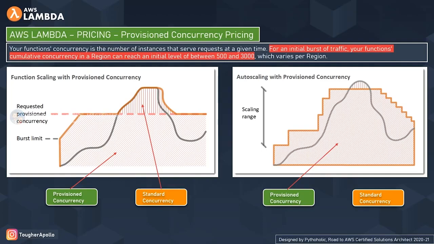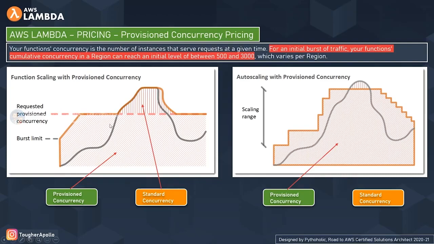Then you will ask me what will happen if the provision capacity also reaches its limit. In this case, as shown in the example here, when the concurrency hasn't reached the limit, AWS provides a burst, and if that also reaches the limit, it will scale up the function normally to handle any further requests. So with concurrency, you will have an initial burst of the traffic with regards to how much the function's cumulative concurrency in that region can reach. At an initial level, it can reach between 500 to 3000.